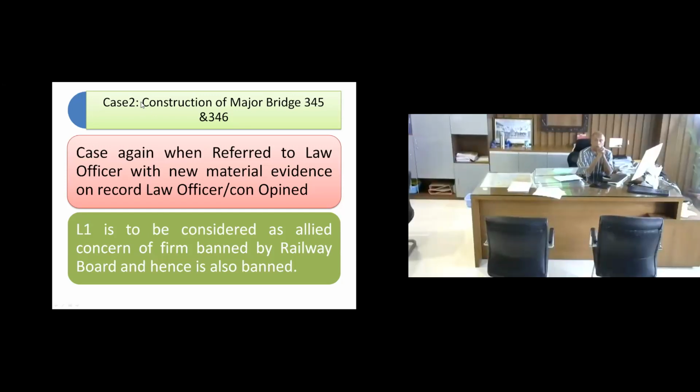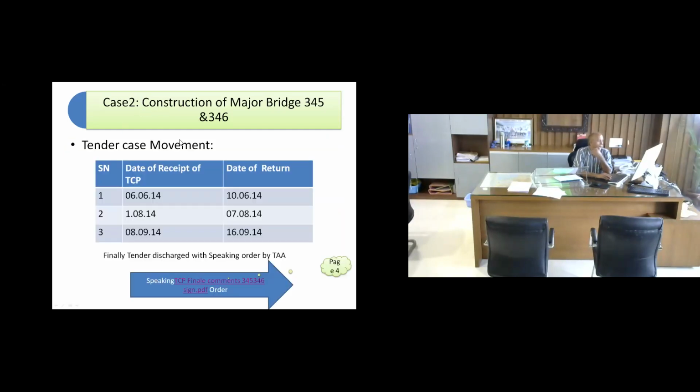Okay, so as I was saying, the law officer now says that L1 is to be considered a sister concern of the banned firm, and hence it is also banned, and that offer becomes invalid, and L2 does not have the credential. But you see, in spite of all this, there was a problem, because the third lowest tenderer had a different reputation, and no officer would like to go against him and tell him on record that his credentials are not okay. So the committee in its wisdom said that whatever credentials are submitted, they meet the requirements.